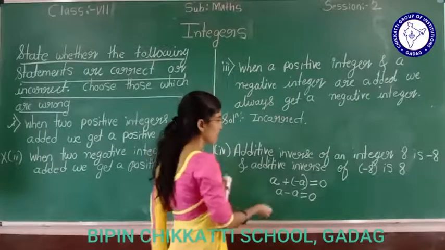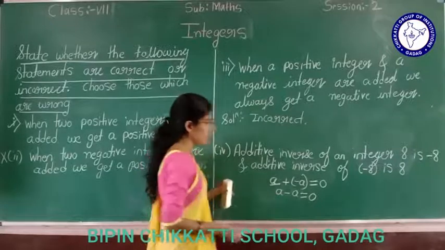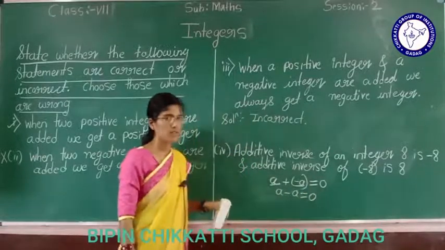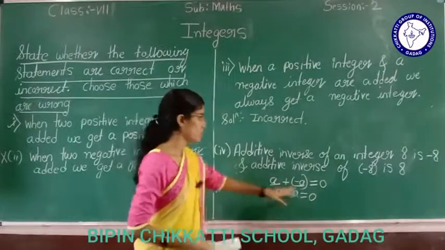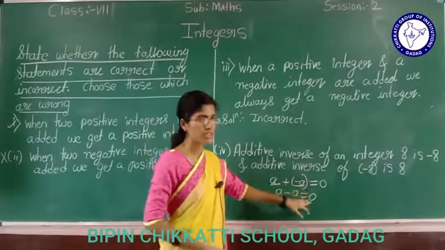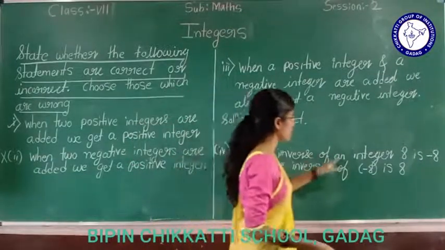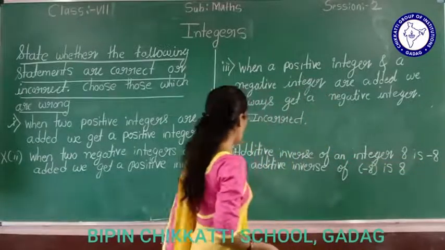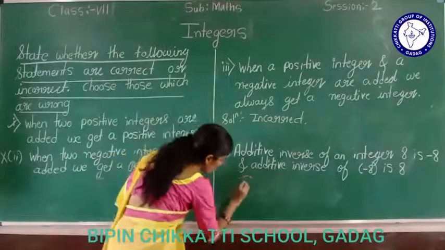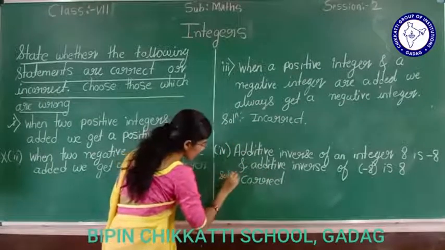See here, if a is an integer, if we add which integer, it is going to come 0? That answer is minus a. Therefore, we can tell a is the additive inverse of minus a, and minus a is the additive inverse of a. Okay, here see, the additive inverse of an integer 8 is minus 8, and the additive inverse of minus 8 is 8. Correct. The answer is correct. The solution will be, the answer is correct.